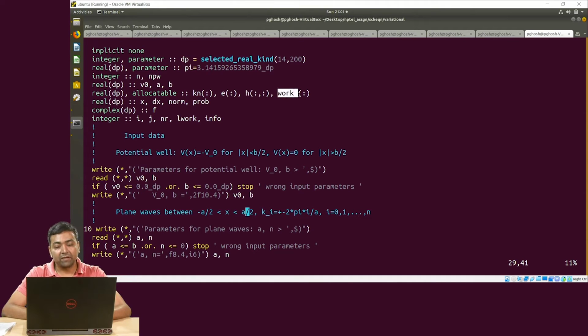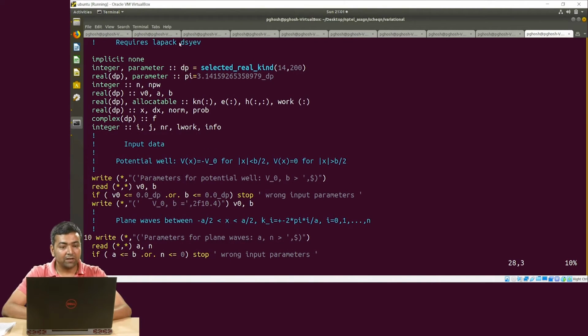Work is a temporary array which will be used by the subroutine DSYEV, which we will be using to diagonalize our matrix. Then we also have some real numbers, and x is just my position in space, which corresponds to the x in my potential. You remember my potential is a function of x.